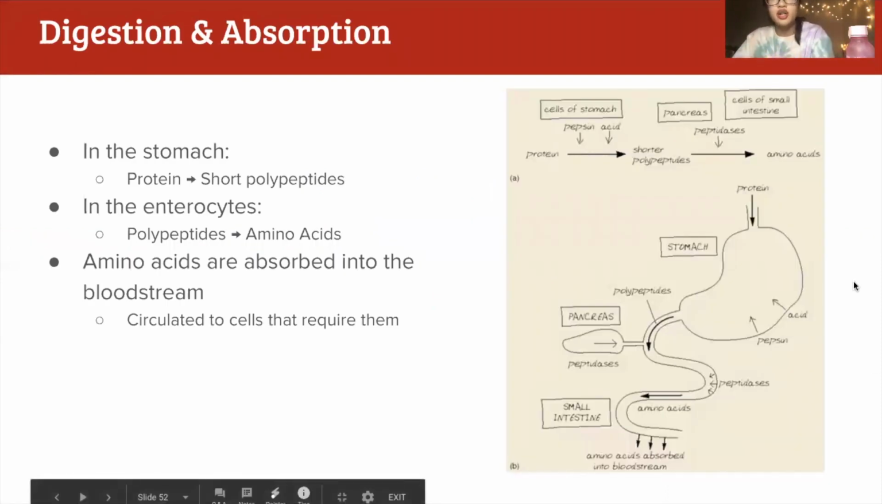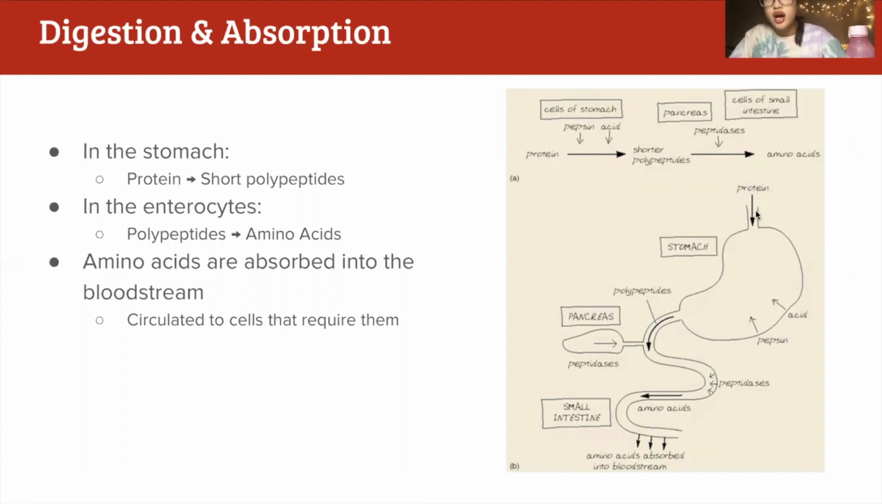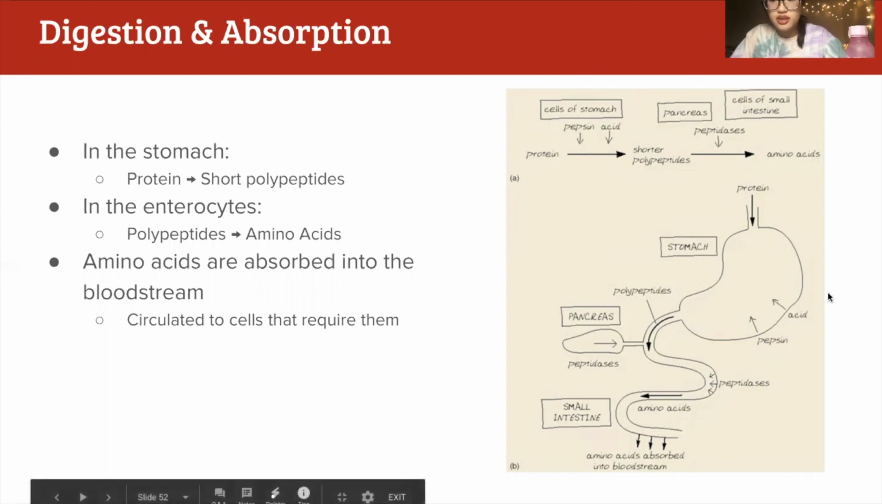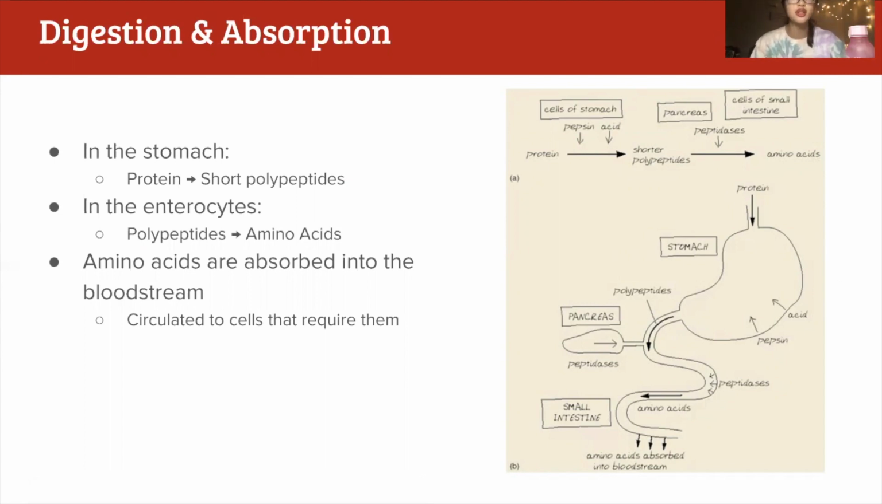So without further ado, digestion and absorption. So here I have a very helpful diagram showing you how proteins are digested and absorbed. Basically, in the stomach, you have proteins that are broken down into short polypeptides. So you remember that in your stomach, you have hydrochloric acid, you have a very, very low pH, and this helps to really break down your proteins. It also activates an enzyme called pepsin. Pepsin breaks your protein into shorter polypeptide chains. And because it's activated by the acid, it's very, very active in your stomach.